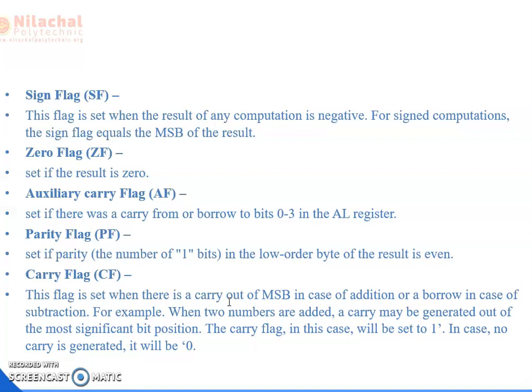Next, parity flag. This flag is set if parity, that is the number of 1 bits in the low order byte of the result, is even. So next one is carry flag. This flag is set when there is a carry out of MSB in case of addition or a borrow in case of subtraction. For example, when two numbers are added, a carry may be generated out of the most significant bit position. The carry flag in this case will be set to 1. In case no carry is generated, it will be 0.